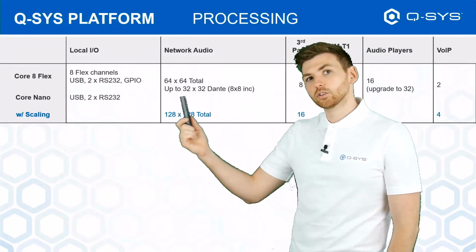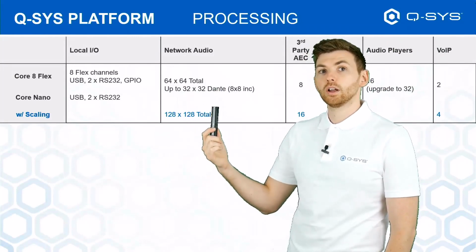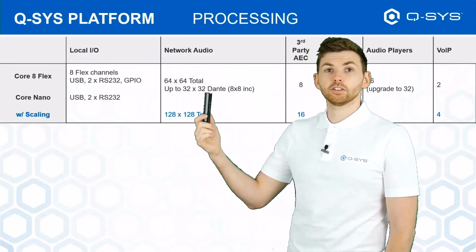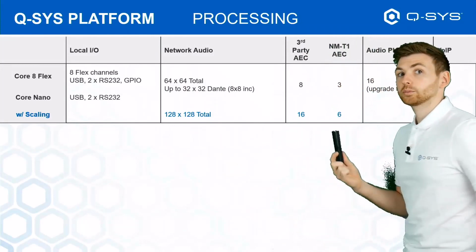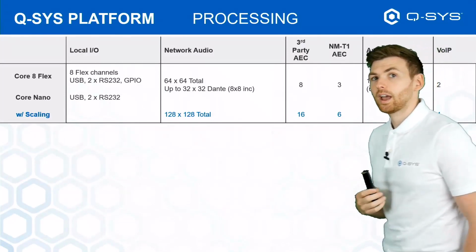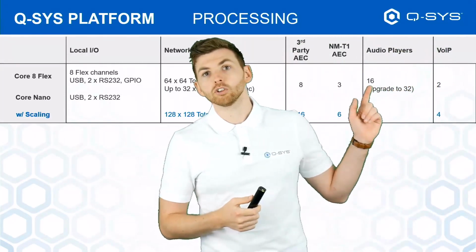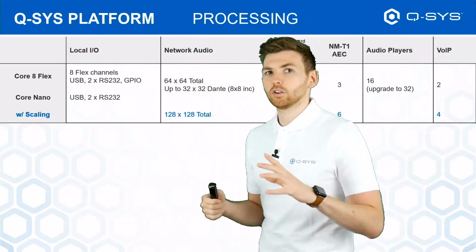It doesn't let us do more than 32 channels of Dante. Okay, so that's going to be 128 in total, and you can still have up to 32 within that total of Dante. But now we can do up to 16 third-party mics with AEC, 6 NMT ones, and also we've now got 4 VoIP lines rather than 2. So this is going to be great for the bigger system that we're about to do.